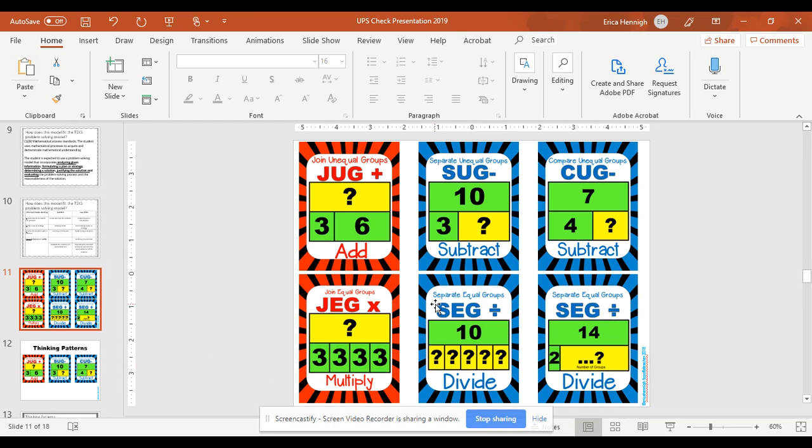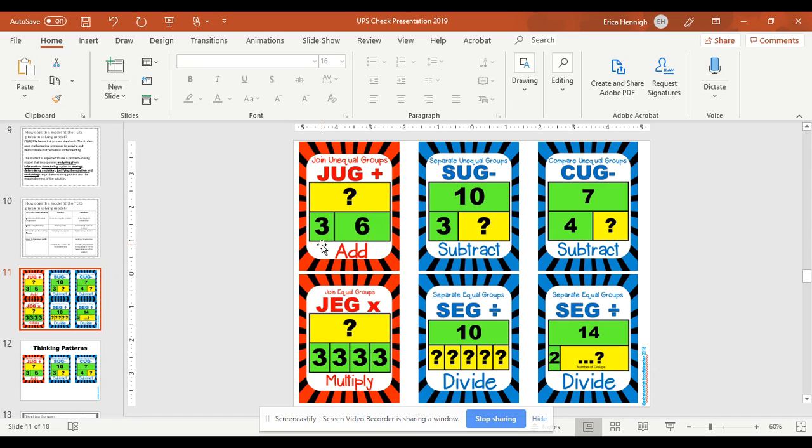So here are the strip diagram ideas with thinking patterns. You can see this one is join unequal groups. So they're joining 3 and 6 together. When they're joining those two together, that tells them they're going to add if the two groups are unequal. Now, I do talk to them about the fact that they could be adding 3 plus 3, and they're still joining groups. Later on they would see that connection to multiplication. But to just keep it simple, we're just having them join unequal groups.